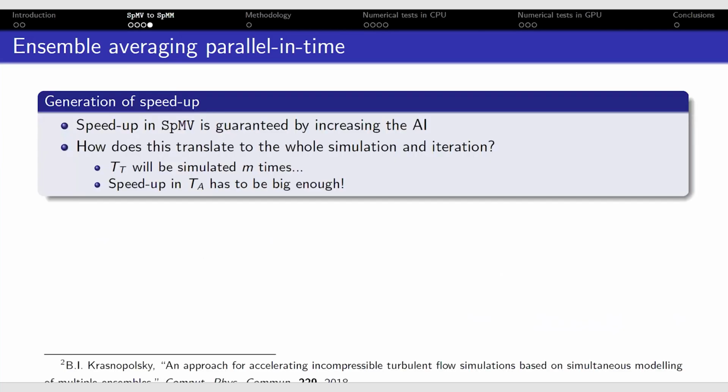So how can we generate the speed up? This speed up is guaranteed in SpMV, as we said before, because there is this improvement in arithmetic intensity, and this increases the performance. But does this even translate to the whole simulation and iteration? As we're going to simulate the transition time m times, we need a big enough speed up to compensate, to have speed up in the whole simulation, which is what we aim for.